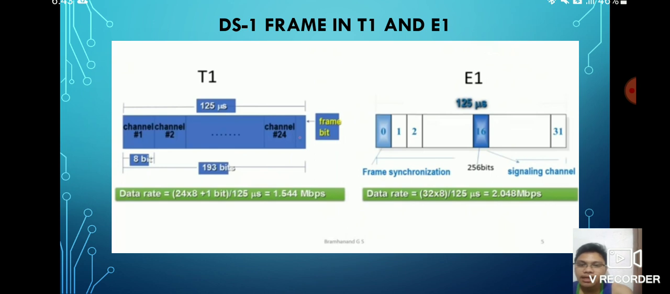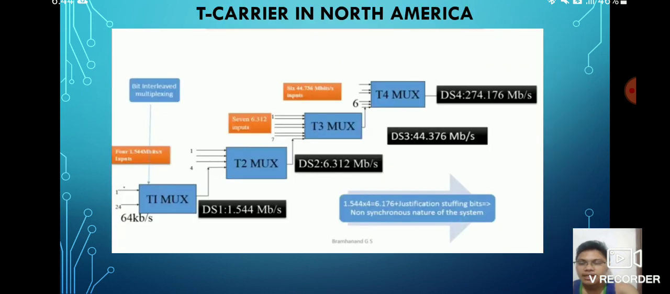Here in E1, we have 125 µs, with channels 0, 1, 2, 16, and until 31. The 0 here is called the frame synchronization, and the middle one here, channel 16, with 256 bits, is called the signaling channel. The data rate in the E1 carrier is equal to 32 times 8 divided by 125 µs, which equals 2.048 megabits per second.